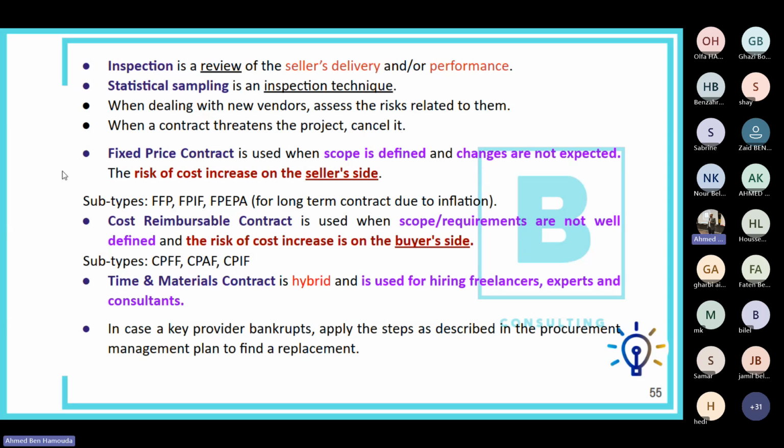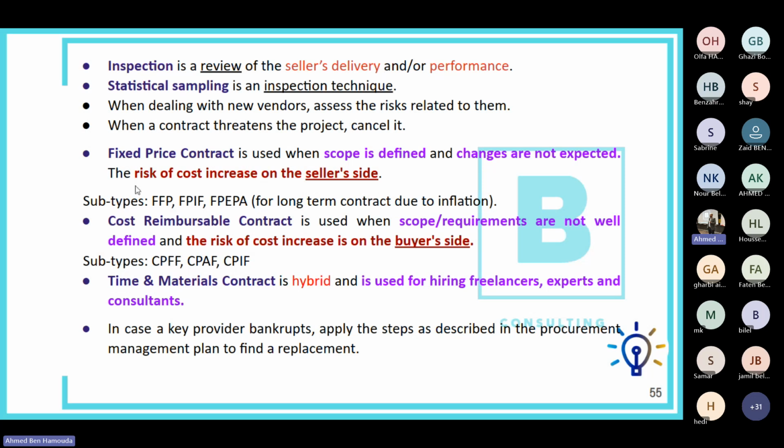Okay. There are a few types of contracts. Okay, fixed price contract is usually used when the scope is defined and no changes are expected. So here the risk of any cost increase lies on the seller side.